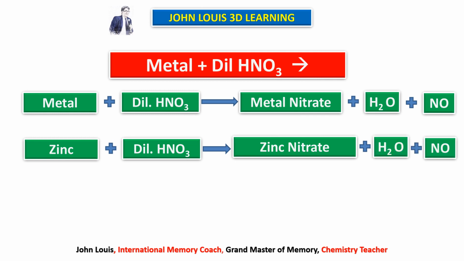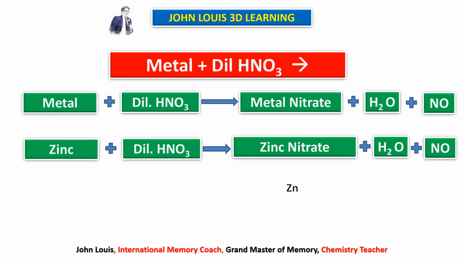When we learn the properties of nitric acid, we learn in what proportion dilute nitric acid is taken for these types of products to form. That we will learn later. For the time being, we are learning only the types, the various types. So let us try to understand that.